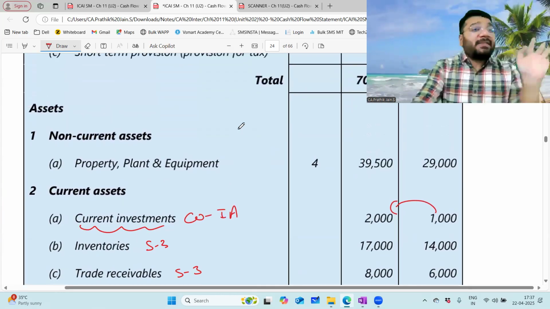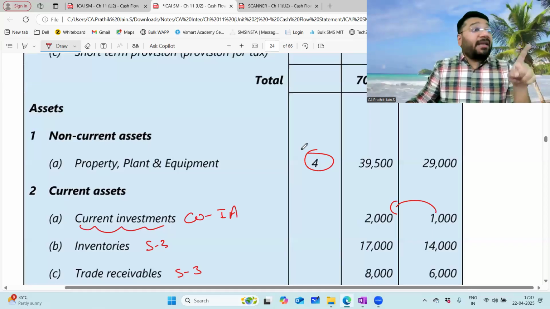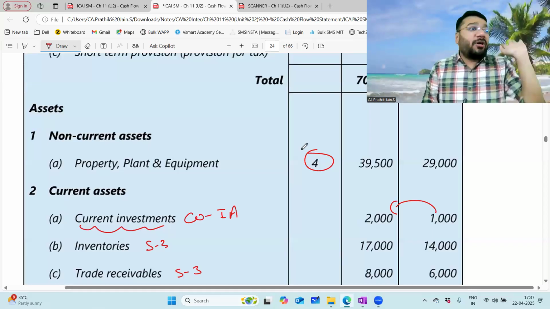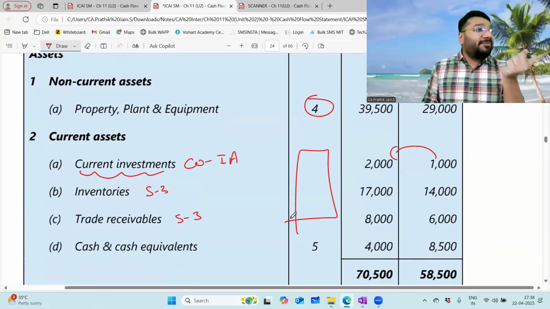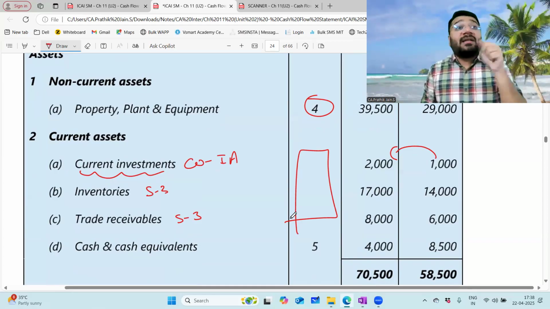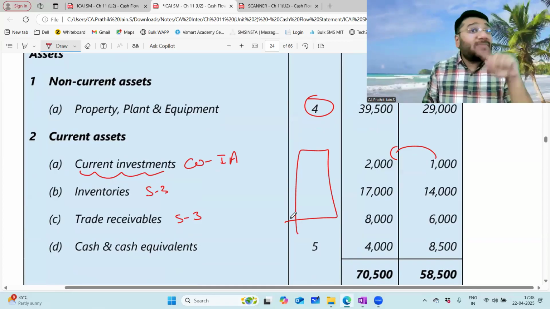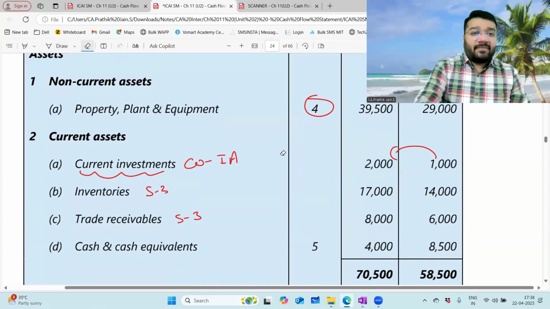Property, plant, equipment, I'll not see because I have a note number against it. What did I tell you? In balance sheet, whichever item has got a note number, that difference, where will you go and see? In the notes to accounts. Wherever the note number is not there, the difference will be taken at the balance sheet level. So wherever note number is there, the difference will happen at the note level. Okay.